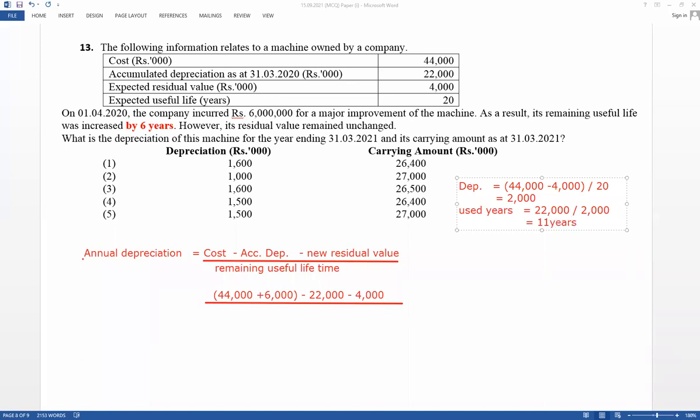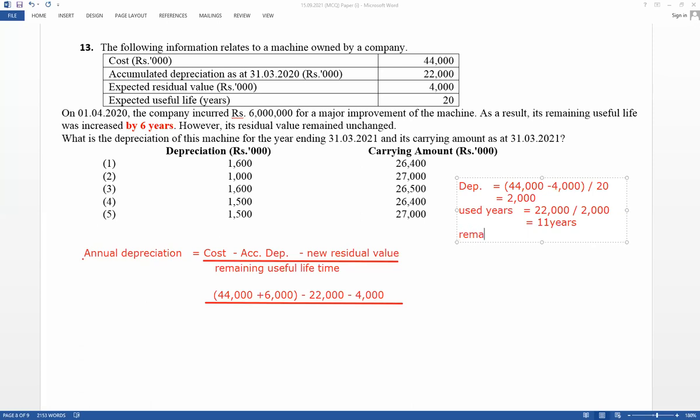11 years of use. Now try to calculate the remaining useful lifetime. 20 years available, 11 years used. Therefore, 20 minus 11 is the remaining lifetime. Then it has been increased by 6 years. Used years are 11, total depreciation divided by annual depreciation, so the remaining useful lifetime can now be calculated.